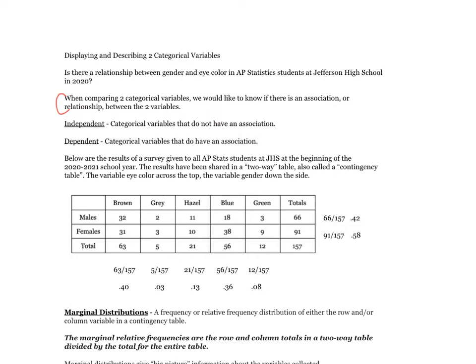Below are the results of a survey given to all AP Stat students. The results have been shared in what's called a two-way table right here. It's also called a contingency table. Okay, that's called both things.